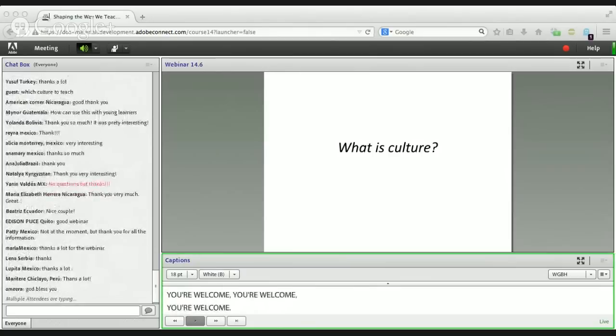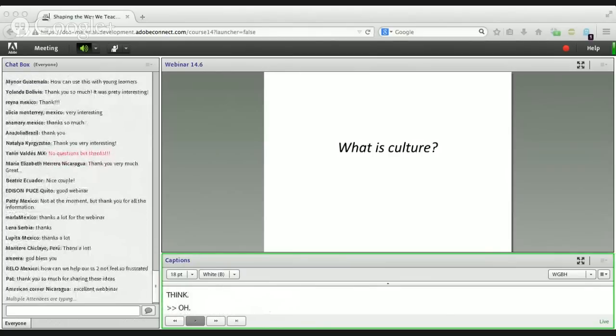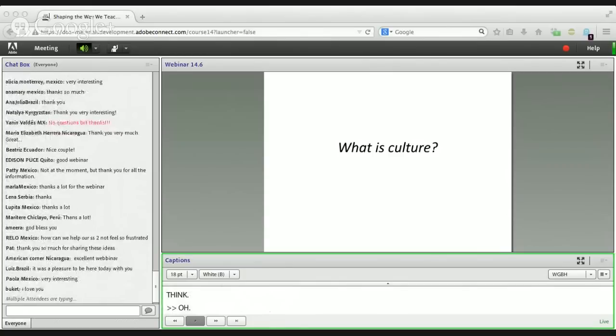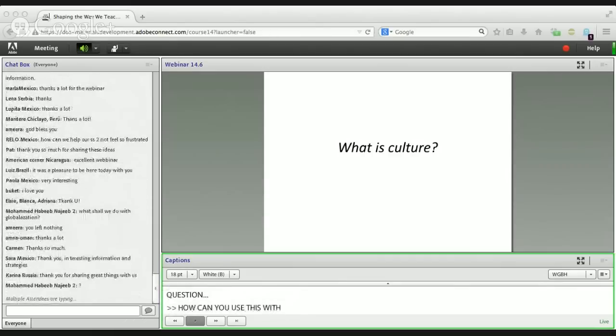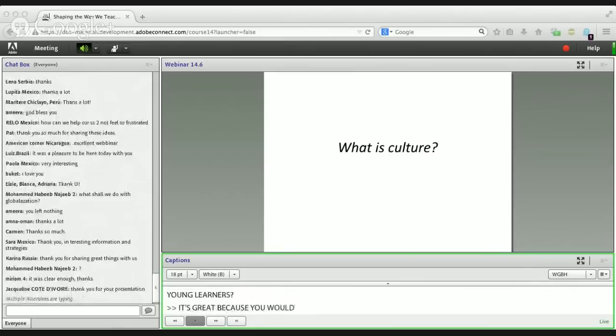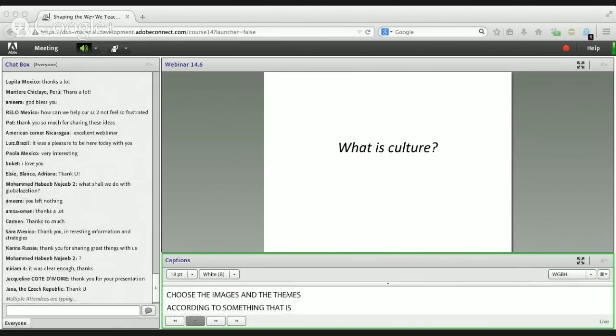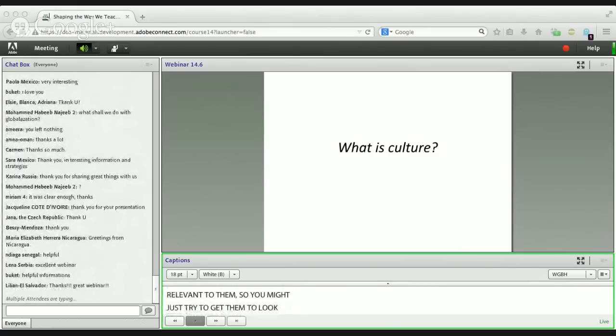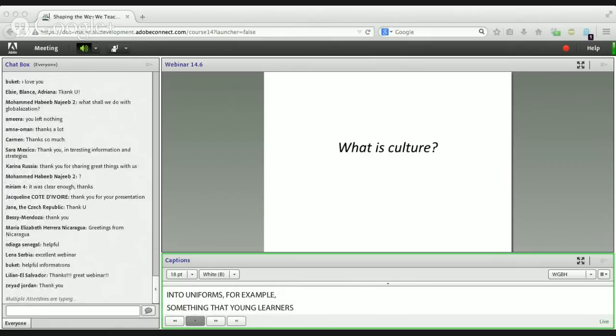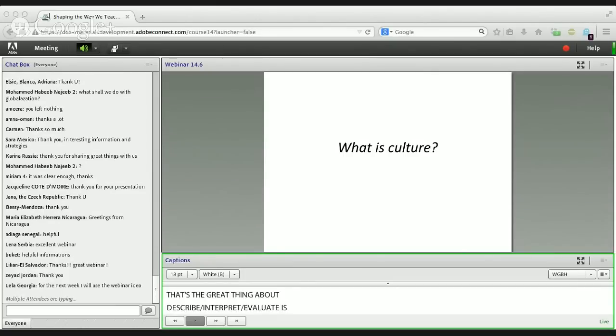Here we go. How can you use this with young learners? I think you can answer that question. This project is great with young learners because you would choose the images and the themes according to something that is relevant to them. So you might just try to get them to look into uniforms, for example, something that young learners could identify with more and take them through the process. That's the great thing about describe, interpret, evaluate is that it's relevant to all ages of learners because it's very broken down to describe, interpret, and evaluate, and you can lead them through that process quite easily.